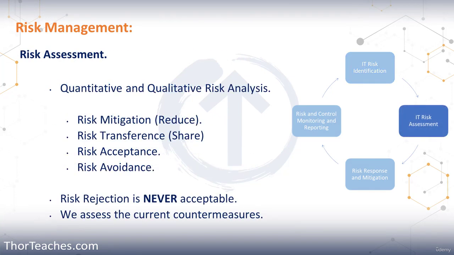We then do the actual risk assessment. That's where we have the qualitative and quantitative risk analysis. Qualitative is quality. It's kind of vague. It's kind of a feeling. Quantitative is quantity. It's a number. It's specific. That's where we put the numbers to the feelings from the qualitative risk analysis. Then we choose the recommendations for risk responses.